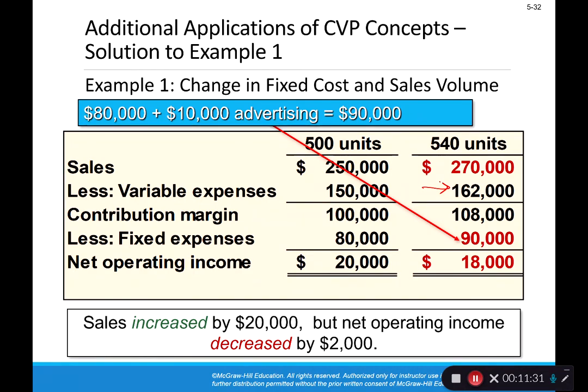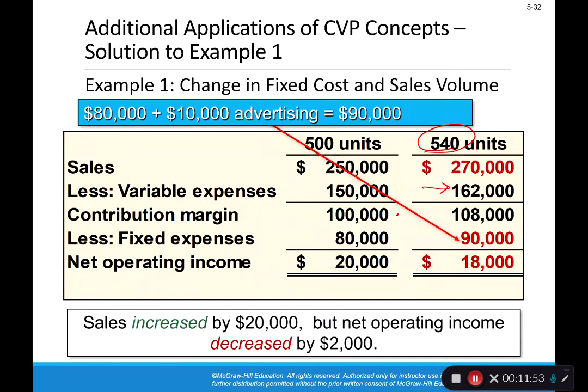If sales change, variable costs change. So you have to take 540 times the variable cost per unit, which is 300, to get this 162. If you don't like the way I previously did it and you don't want to go through all of this, probably the easiest thing to do would be to fast forward right to contribution margin for a problem like this.